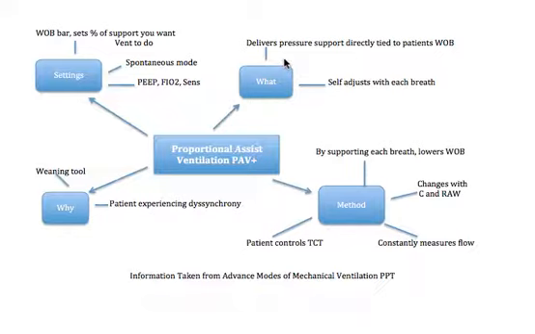It's a mode of ventilation that delivers pressure support directly tied to the patient's work of breathing. With this mode, there's a work of breathing bar, and it shows a percentage. And that's how this mode works off that bar. It also works because it self-adjusts with each breath. So it's going to give more support if it feels like the patient is needing more support. It's going to give less support if the machine feels the patient needs less.